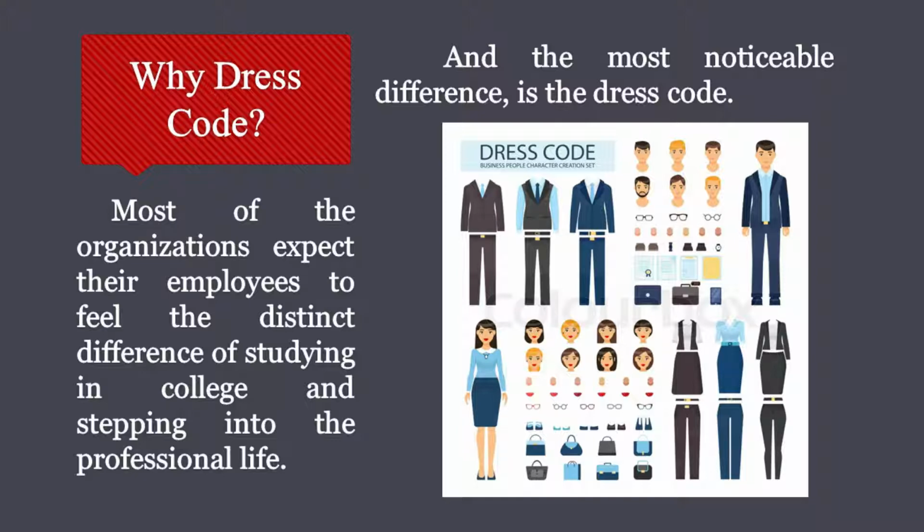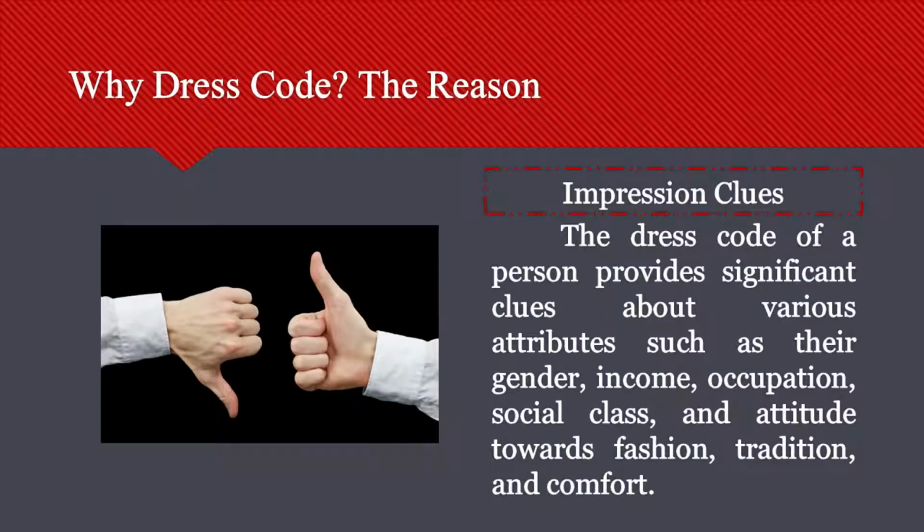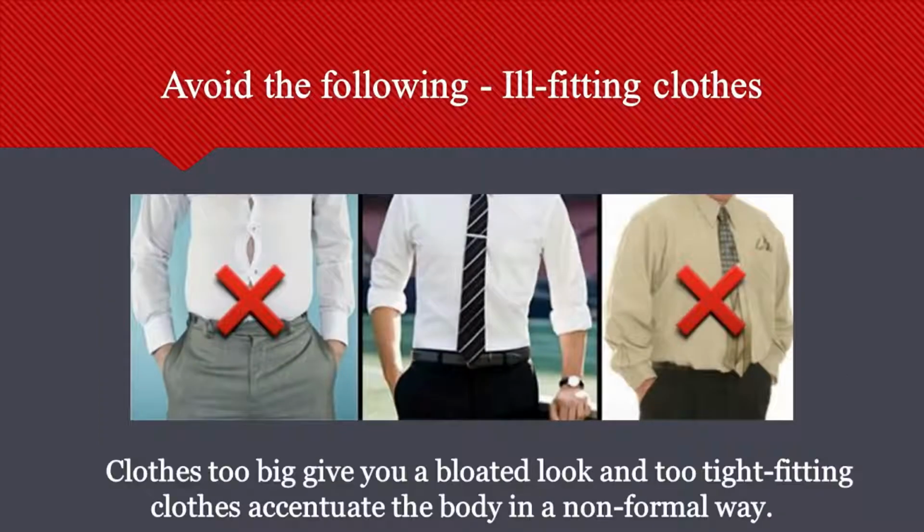Why dress code? The reason. Dress code has a social significance, with different rules and expectations being laid out to suit different circumstances and occasions. Impression clues. The dress code of a person provides significant clues about various attributes such as their gender, income, occupation, social class, and attitude towards fashion, tradition, and comfort.